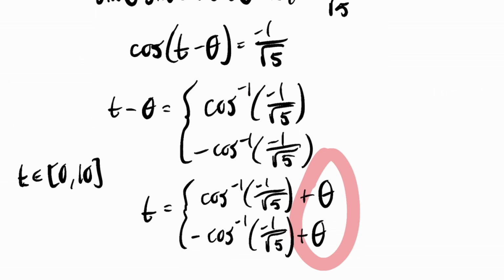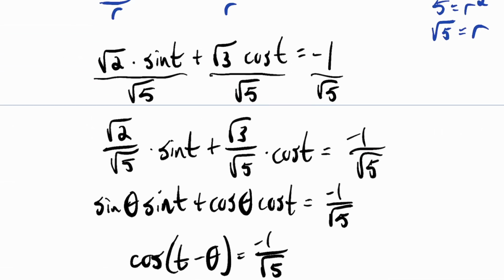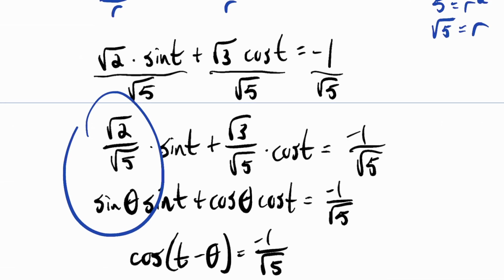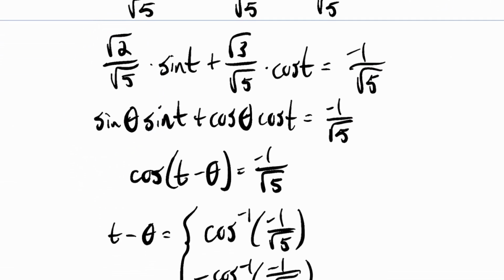So here's what we'll do. I'm going to say that since that's what we did here, let's do sine. Yeah, sine theta equals root 2 over root 5.